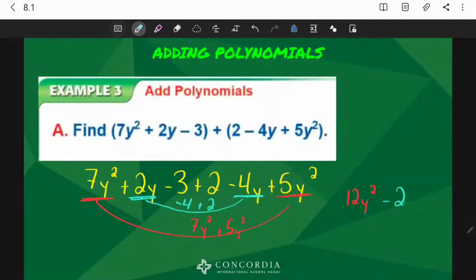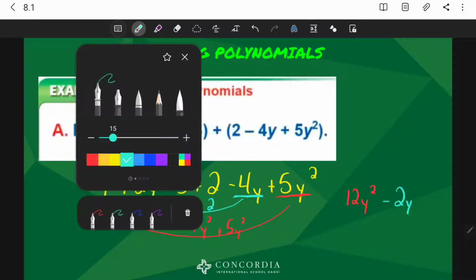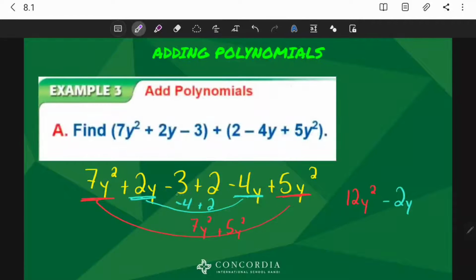It's negative 2y, right? If I do that, negative 4 plus 2. And for my last identifying like terms over here, let's use purple. I'm going to go ahead and circle my whole numbers. Oops, geez, I accidentally erased it. My 3 and my 2.